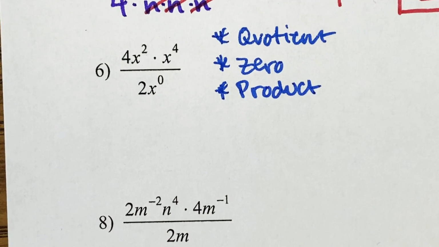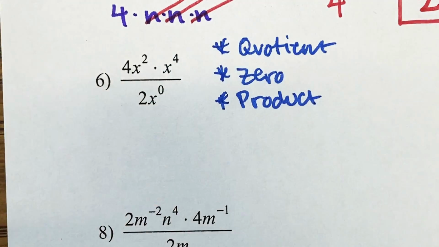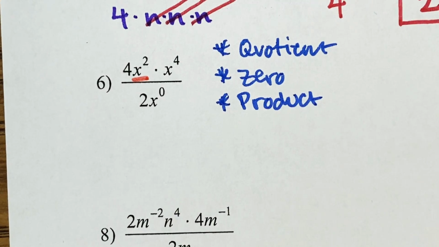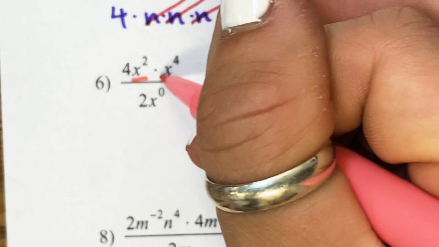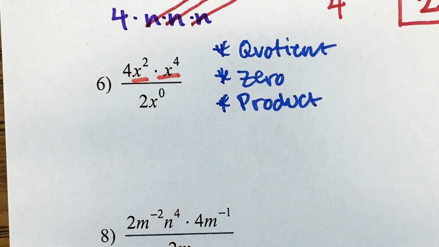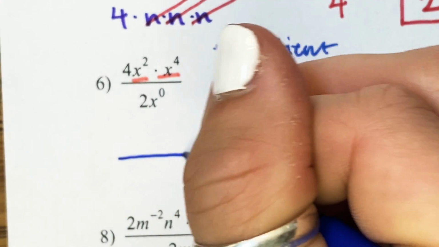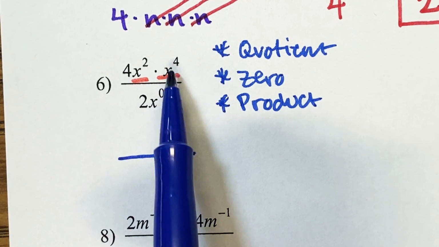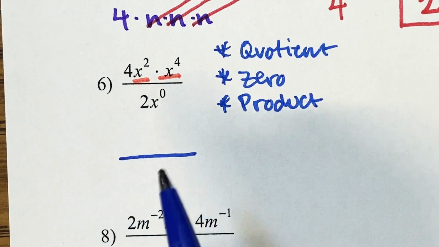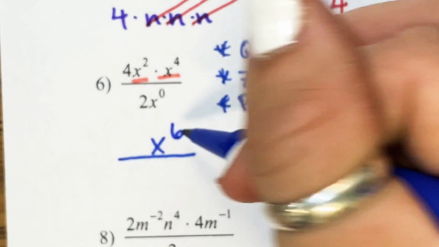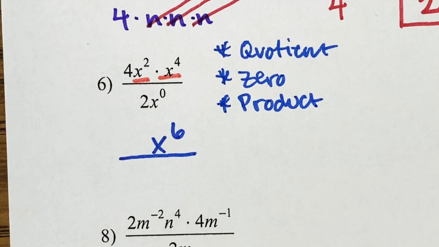Okay, so let's combine them. The first thing, like I said, there are 2 x's on top. Let's use the same color for x's. So I have 2 x's right here. I have another 4 x's right there. Okay, so let's rewrite it in blue. If I have 2 x's right here plus another 4 x's, how many x's do I have on top? We have 6 x's. Beautiful.